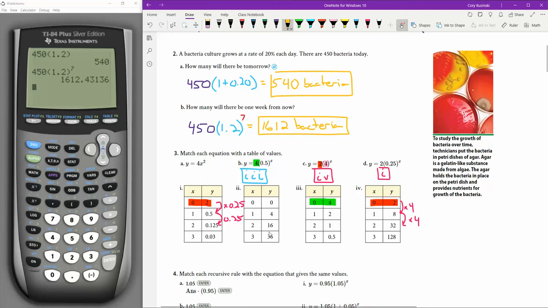This one over here is not exponential at all. It's actually quadratic. 1 squared is 1 times 4 is 4. 2 squared is 4 times 4 is 16. 3 squared is 9 times 4 is 36. That's square the number, then multiply by 4. So that's number 2.